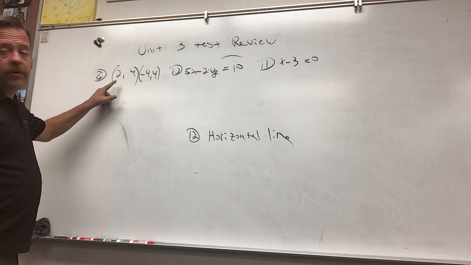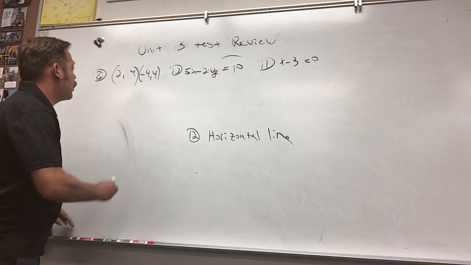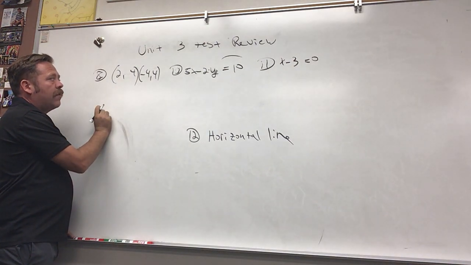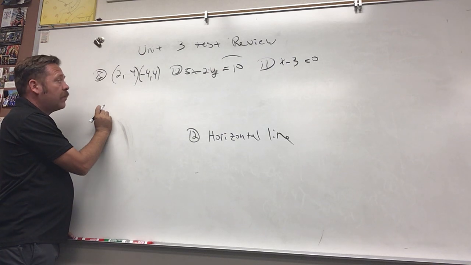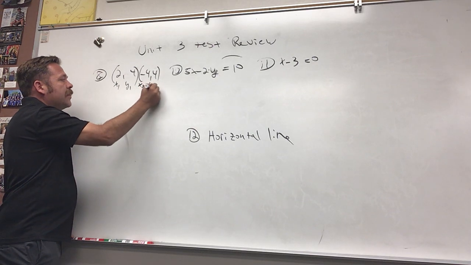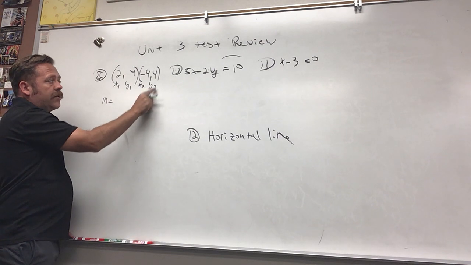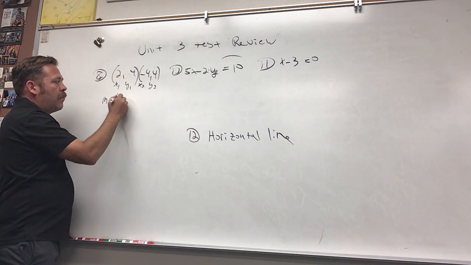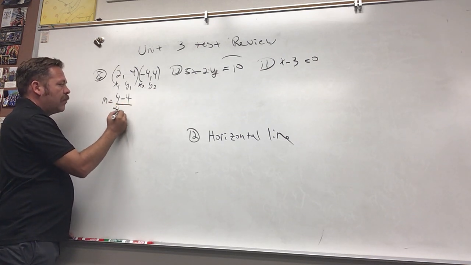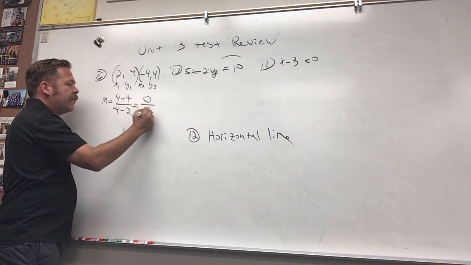We have this first point, 2, 4, and negative 4, 4. So we would use the m equals y2 minus y1 over x2 minus x1 formula, the formula for slope. This would be my x1, my y1, my x2, my y2. So m equals, let's see, y2, which is going to be 4, minus y1, which is also 4, over negative 4 minus 2, which equals 0 over negative 6.